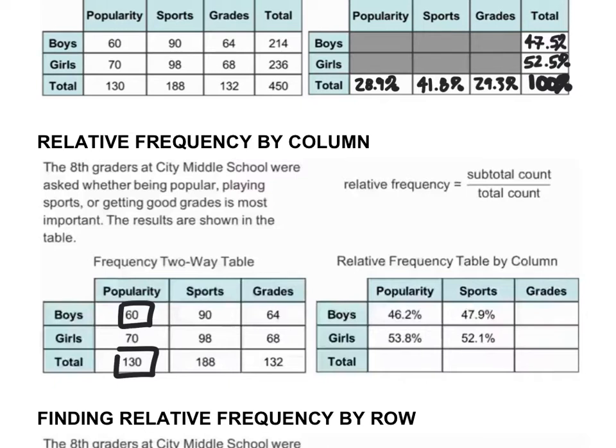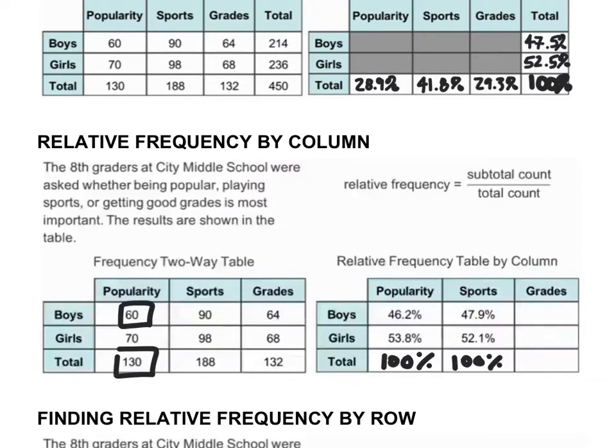And that's how we get 53.8. Same thing with 47.9. We just took 90 and divided it by 188. To get 52.1, we took 98 and divided it by 188. Now, what we want to put in here is that the total percent that we have is 100%. So this is each 100%.